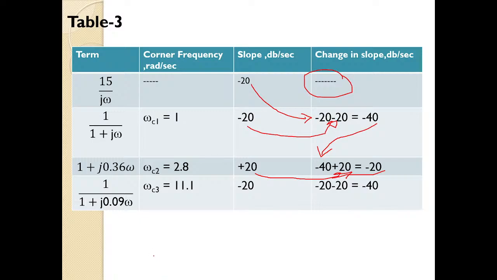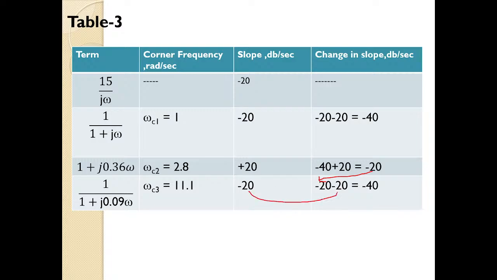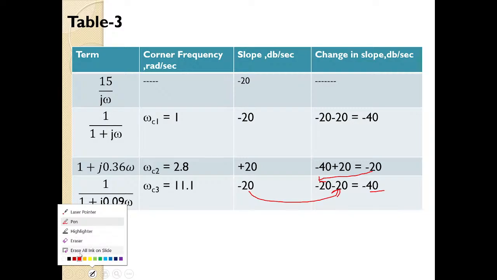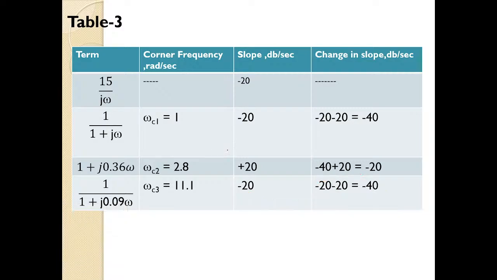Now send this minus 20 to the next section and add that minus 20 with the slope of this particular section. So minus 20 minus 20, you will get minus 40. I hope you have understood.